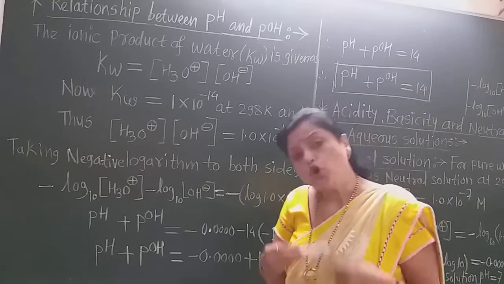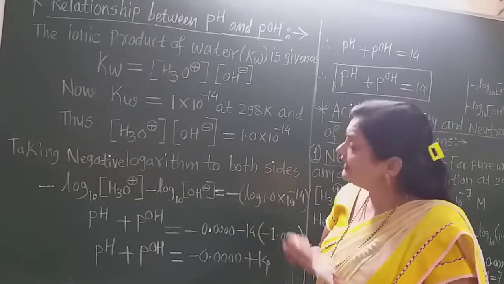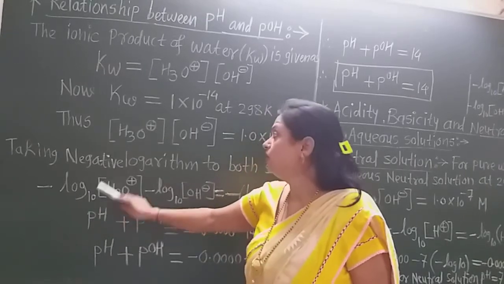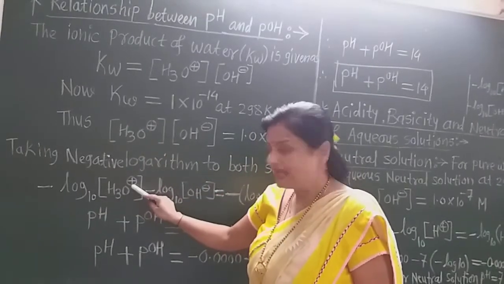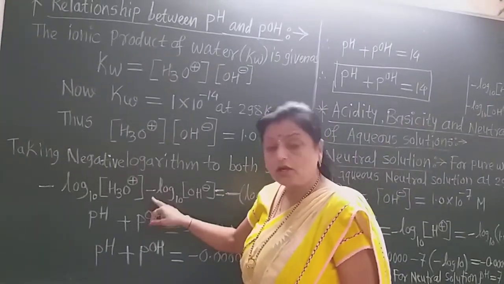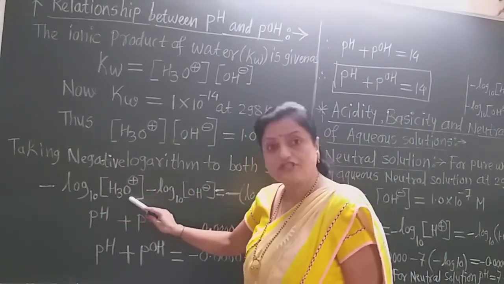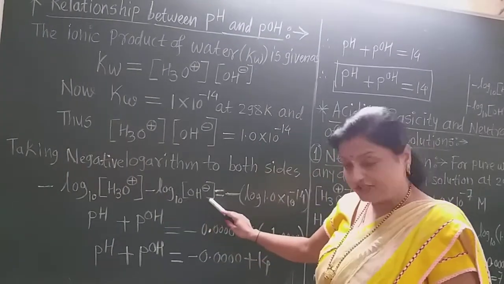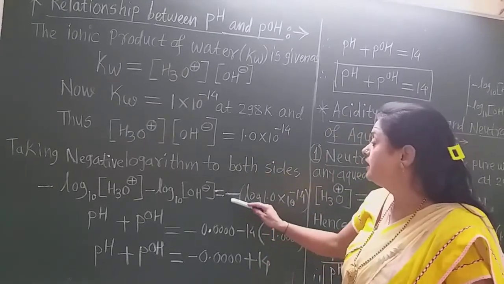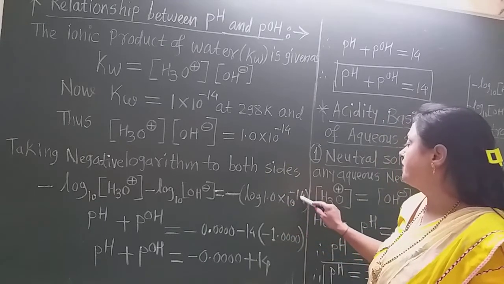Now we know that in logarithm, multiplication means summation. Here we are taking the negative logarithm, so it becomes minus log to the base 10 of this H3O plus ion. If we took only the logarithm, there would be a plus sign, but we are taking the negative logarithm, so it becomes minus log to the base 10 of H3O plus, minus log to the base 10 of OH minus, is equal to, now here also we have to multiply by minus, therefore minus log of 1.0 into 10 raised to minus 14.